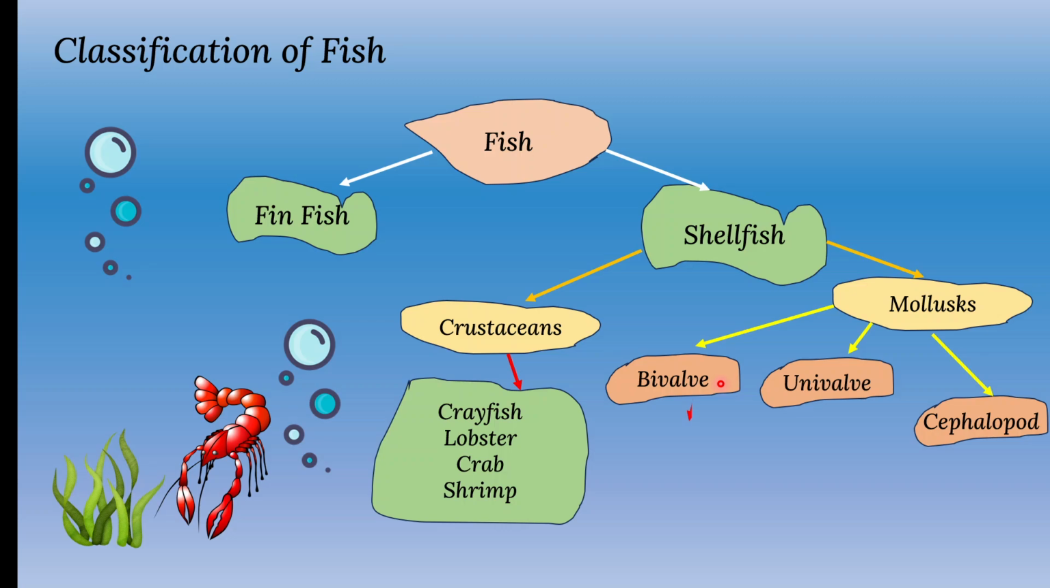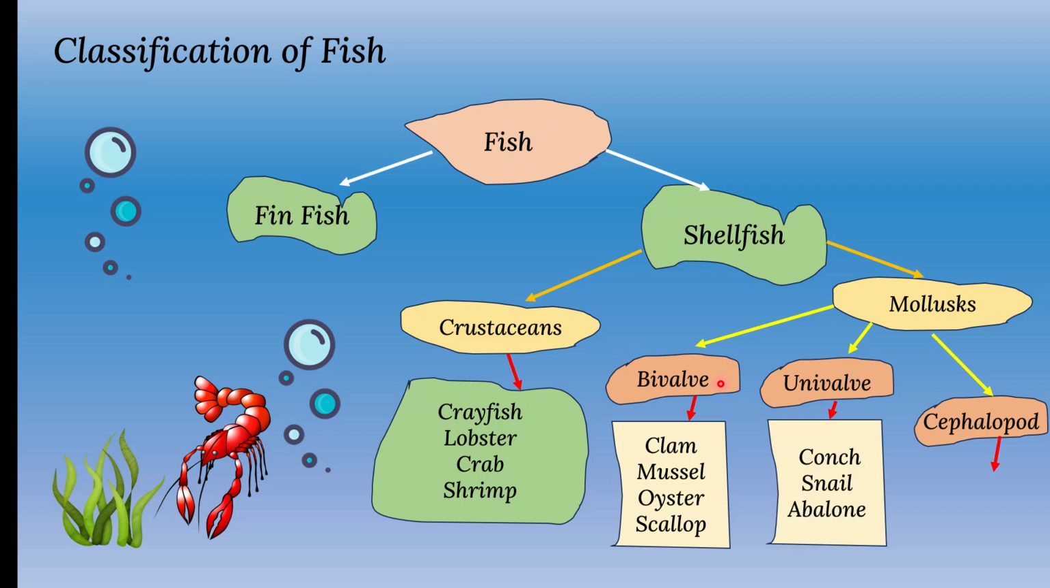Bivalve examples are clam, mussel, oyster, scallop. These have two shells to cover up their entire body. That's why they come under the bivalve category. And the univalve category is conch, snail, abalone. So this is univalve, that means they have one single shell to cover their body.